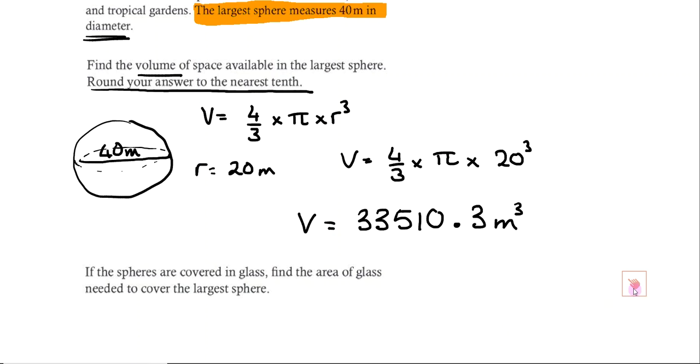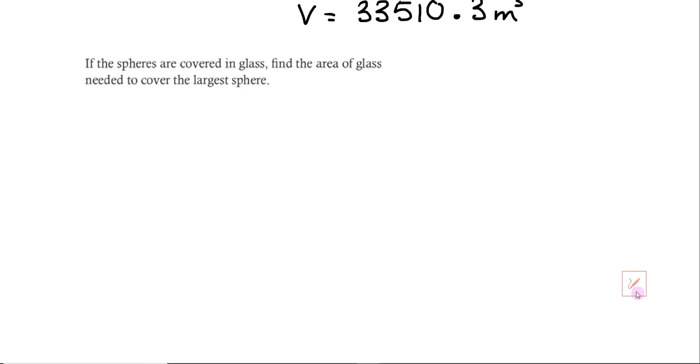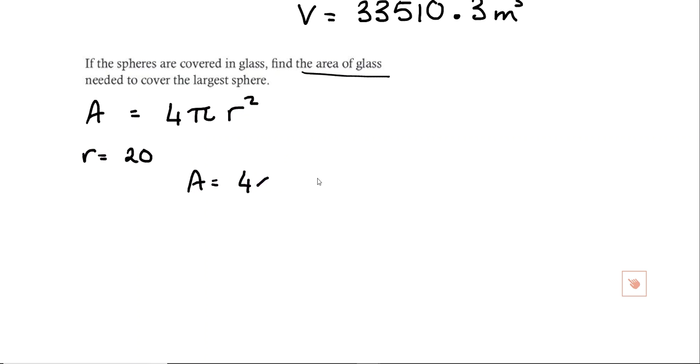If the spheres are covered in glass, find the area of the glass. So the surface area of a sphere, again in the formula booklet, is 4 pi r squared. R is still 20. So the area is 4 times pi times 20 squared. And we get the answer. Square meters. Again, if you're not getting units correct in the future, you'll lose out.